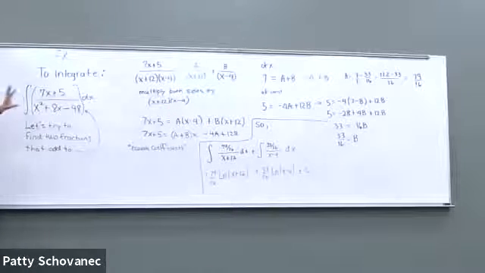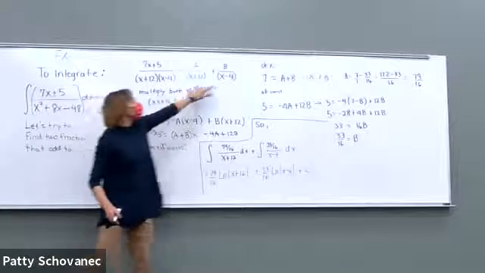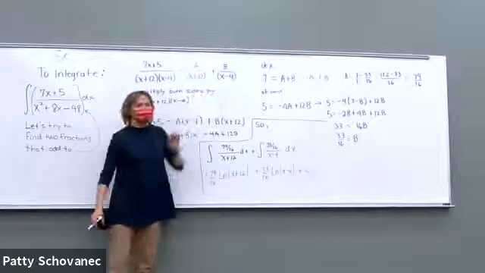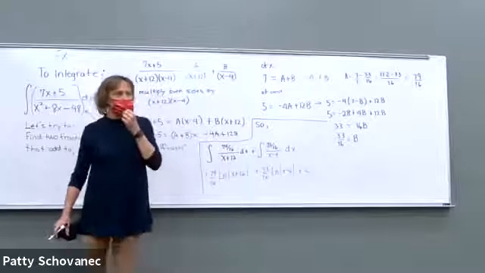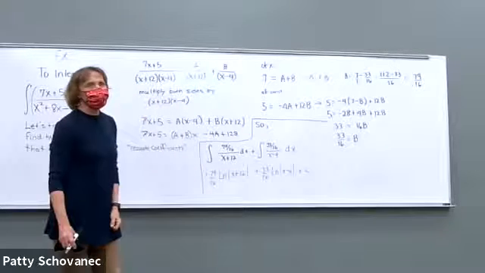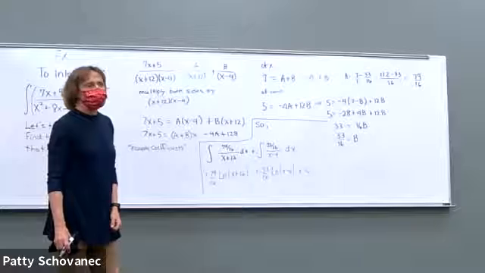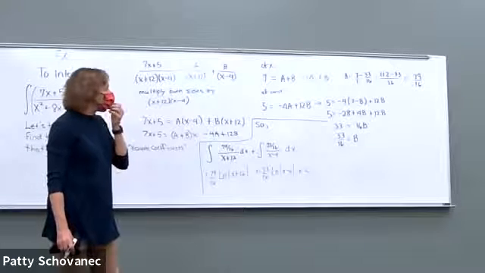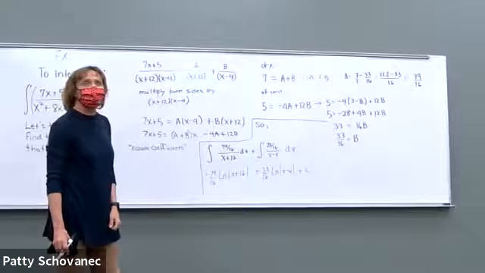So we replace a single fraction with several simpler fractions. But all we got to do is remember a set of rules. This was the distinct linear factor rule. Each factor is different. Well, sometimes not all the factors are different.